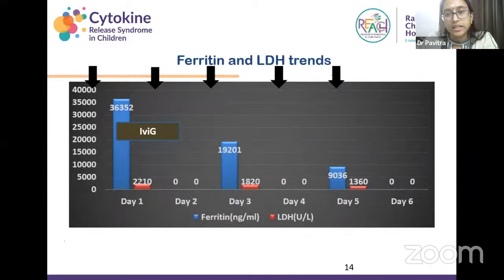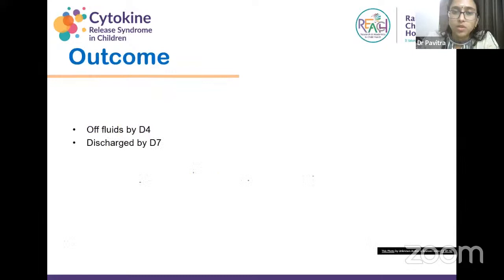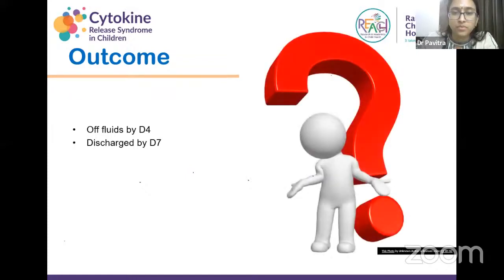These are our ferritin and LDH values in relation to our immunomodulation. As you can see, we started out with a ferritin of 36,352 and an LDH value of 2,210 on day 1. We repeated 48 hours later, and we can see that every 48 hours, there is halving of the ferritin levels. And LDH also shows continuous downtrending. He was completely off fluids by day 4 and he was discharged by day 7, and he is on follow-up with us and is doing good.